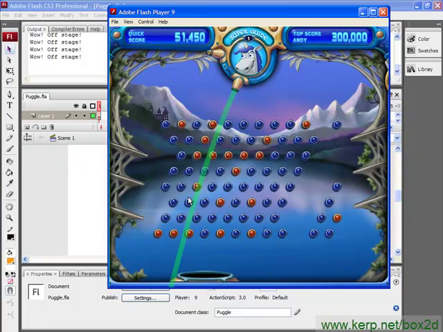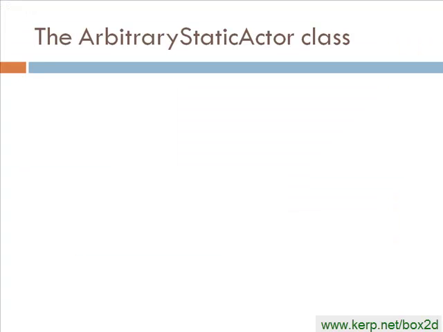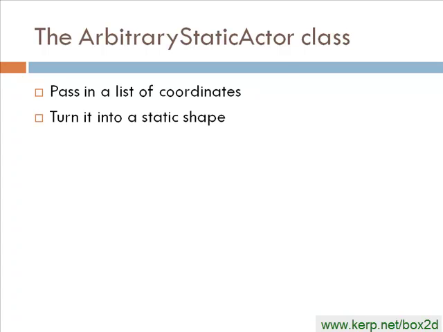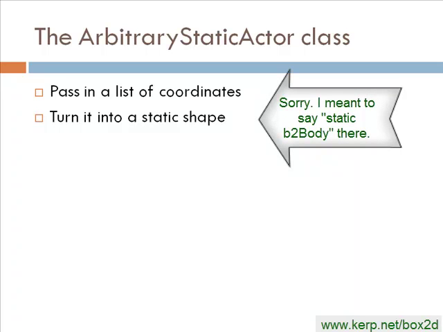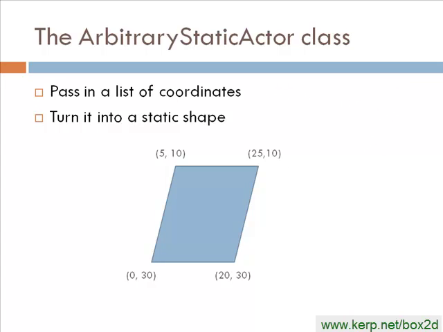And so, taking it one step more general purpose, we can create something that I call the arbitrary static actor. What is that? Glad you asked. So basically, the way this actor is going to work, or the way this class is going to work, is we're going to pass in a list of coordinates, and we are basically going to turn that into a static shape. And so for example, if we wanted to create our little parallelogram, we could basically pass in our coordinates, maybe starting here and working clockwise.